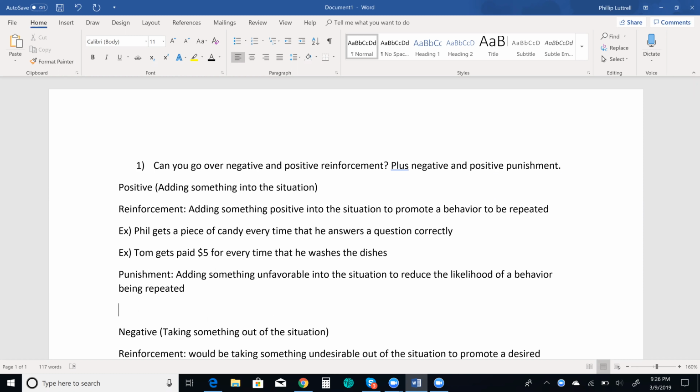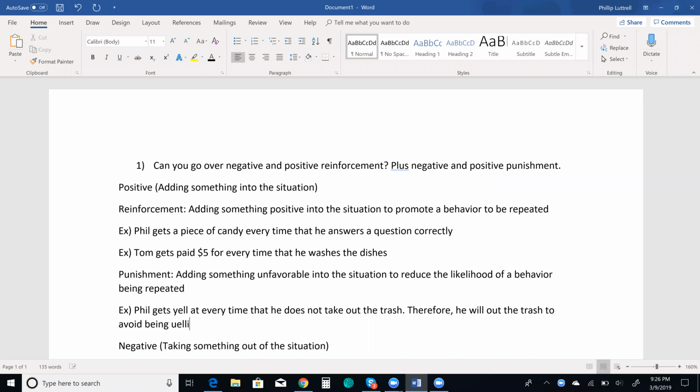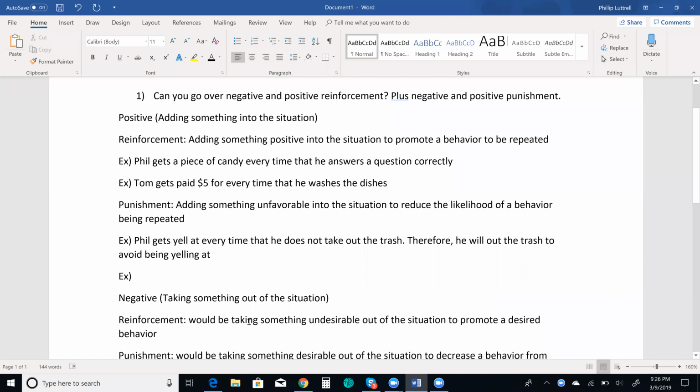Punishment, remember, is adding something into the situation. So for example, Bill gets yelled at every time that he does not take out the trash. Therefore, he will take out the trash to avoid being yelled at. Another example, because we're going to be adding something unfavorable. So we'll just keep using Tom. And I'll use Tom because Thomas is my middle name.